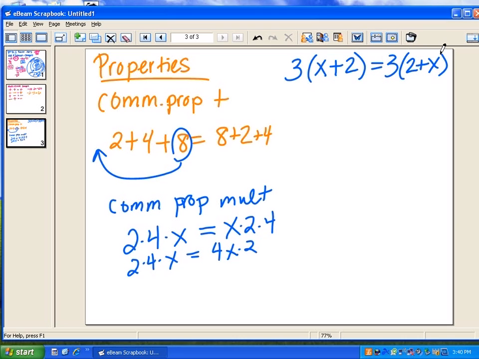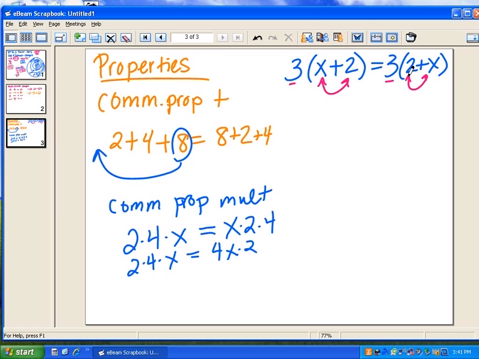And if you take a look at this problem that I just wrote, the 3 is the same. It's in the same place. But these numbers traded spots. And they commuted around. And so even though there's parentheses here, this is the commutative property of addition because what's inside those parentheses is what did the commuting.